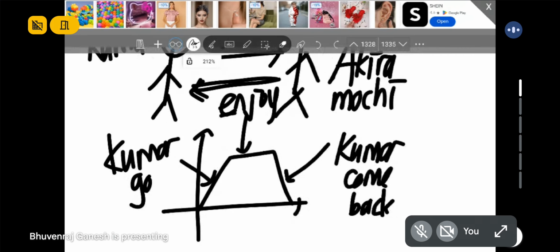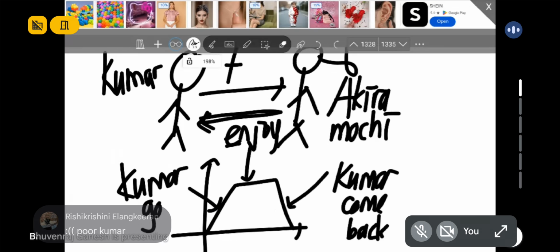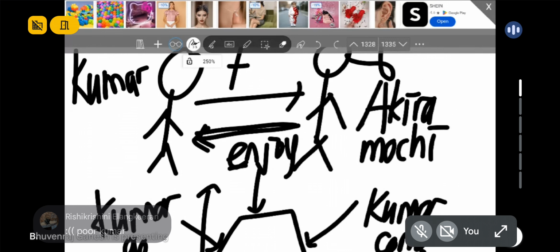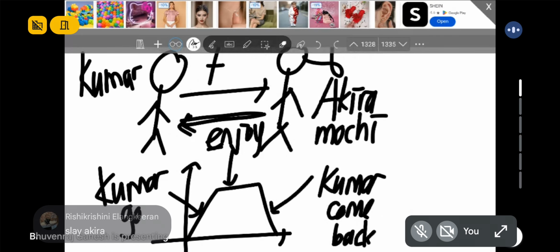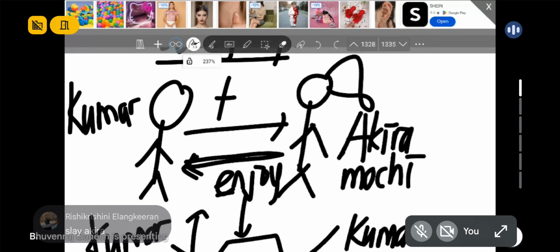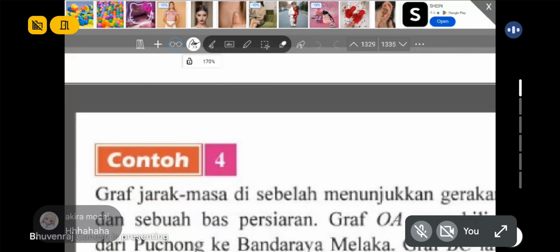Distance time graph. Okay? Graph jarak melawan masa. Okay? Understand? Kuma balik sebab I reject. Why reject? Give chance to Kuma lah. I didn't say reject guys. I just say he talked already and now it's time to go back. Dia kena balik rumah. Itu saja. Saya tak cakap dia kena reject. Faham tak? Saya kata dia pergi jumpa seseorang, bergaul, lepas tu balik. Saya tak bagi tahu keputusan apa. Faham tak? I want to focus on my career. Okay lah. Can. Career girl. Okay? This kind of people is called career girl.